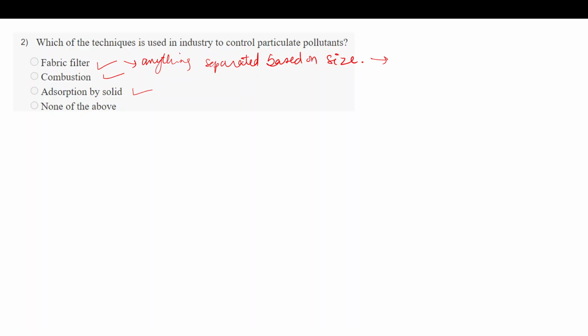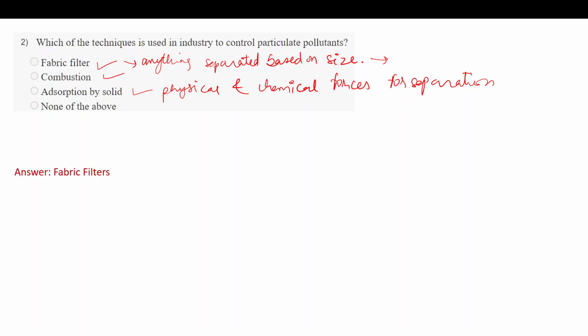So combustion is provided for the organics, while adsorption on solid is used for gaseous pollutants which have some ability to interact through physical and chemical forces. So it utilizes physical and chemical forces for separation. So, yeah, the correct answer is fabric filters.